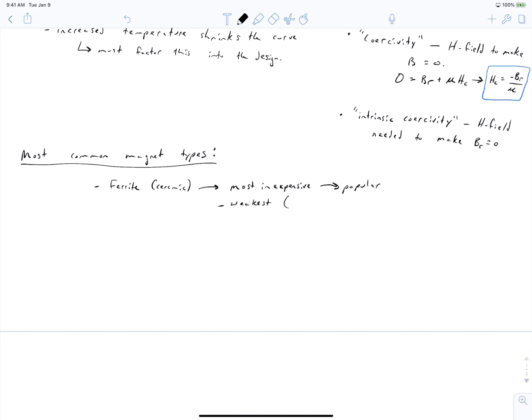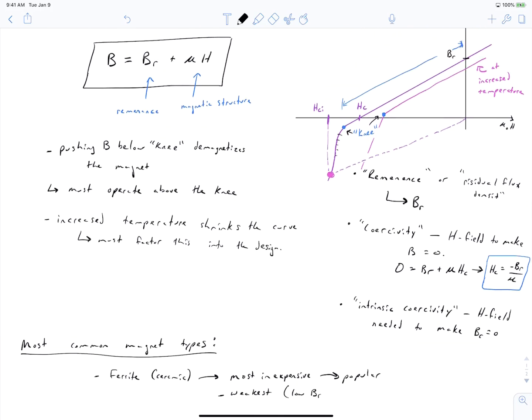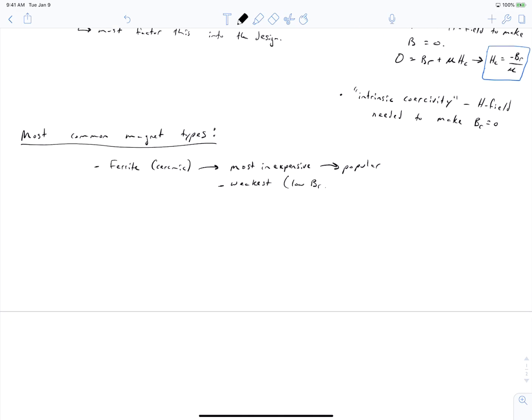So by weakest, I mean that they have a low BR, and their knee occurs further to the right. So this pink line that I drew for the increased temperature is what you typically see for a ferrite magnet, compared to one of the more expensive magnets where your knee occurs further to the left and your remnant field is higher.